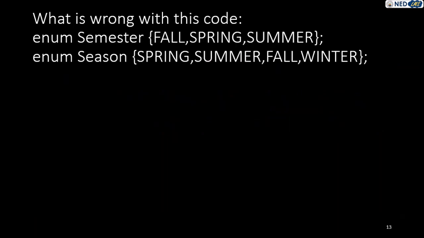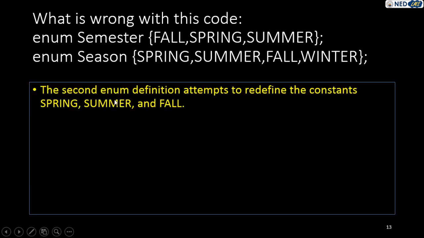What is wrong with this code? Fall, spring, summer, season, spring. You cannot have the same constants over here. You need to rename them. The second enum definition attempts to redefine the constants spring, summer, and fall. Obviously, summer and fall are all the same over here. So just rename them spring1, summer1, fall1, or some other name which might be different, or just change the case if you want to. But usually the standard is to use capital letters to define the integer constants.